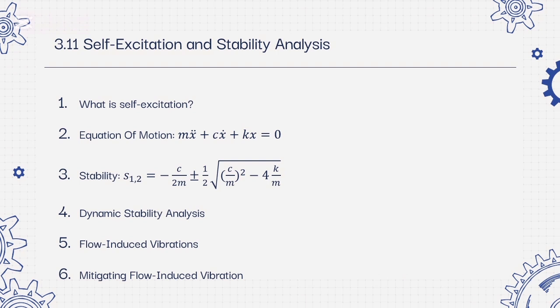Stability is determined by analyzing the eigenvalues of the system's equation. Positive real parts indicate exponential growth, as we can see in the equation of stability. For instance, a spring-mass on a moving belt becomes unstable if friction decreases with velocity, creating negative damping. And that's it for dynamic stability analysis.